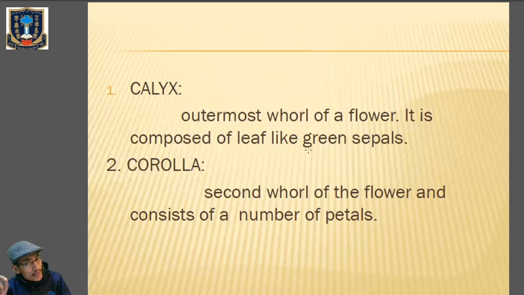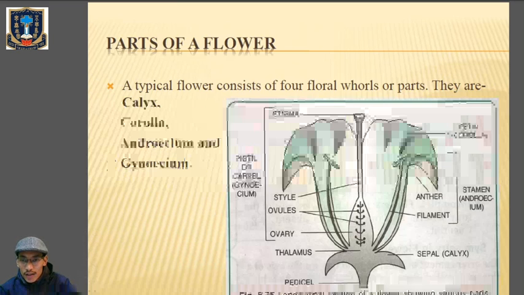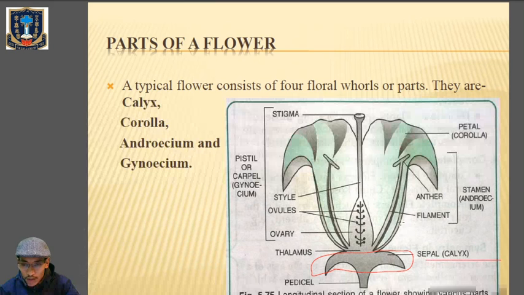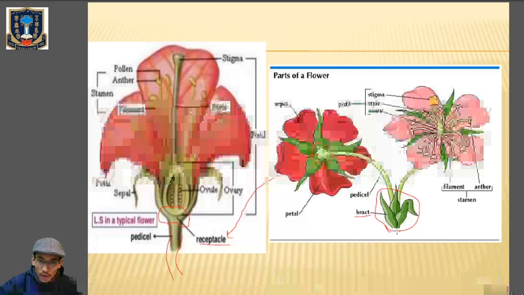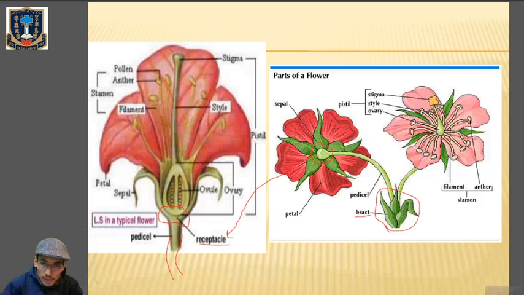And what is the function of sepals? Try to remember what the function of sepals is. Sepals protect the bud or the flower in its young stage. So the outermost part of a flower is the calyx, and it is composed of leaf like green sepals. If you look over here, this outermost part of a flower is usually called the sepal or the calyx. Here, can you see this green part of the flower? This green part of the flower is the sepal part.